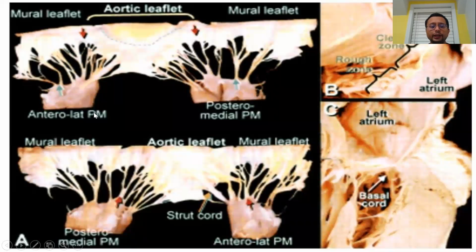Just wanted to show you again the anterolateral and posteromedial papillary muscle, and the fact that the anterolateral supply both anterior and posterior mitral valve leaflet at the lateral side, and the posteromedial papillary muscle supply both the anterior and posterior leaflet at the medial. Okay. I just wanted to tell you as well that the chordae tendineae is actually divided into three. Okay, there is primary chordae, there is secondary chordae, and there is tertiary chordae.